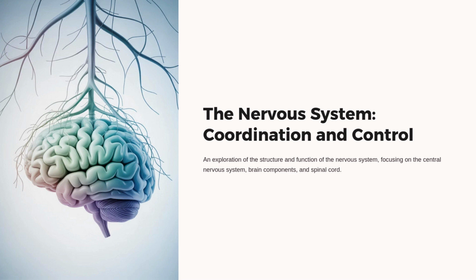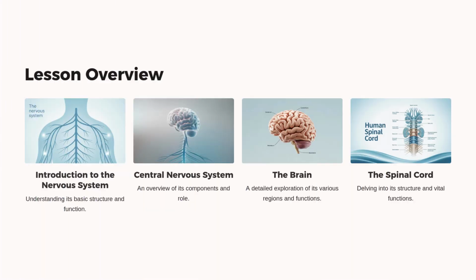The nervous system, coordination and control. An exploration of the structure and function of the nervous system, focusing on the central nervous system, brain components, and spinal cord. Lesson overview. Introduction to the nervous system. Understanding its basic structure and function.